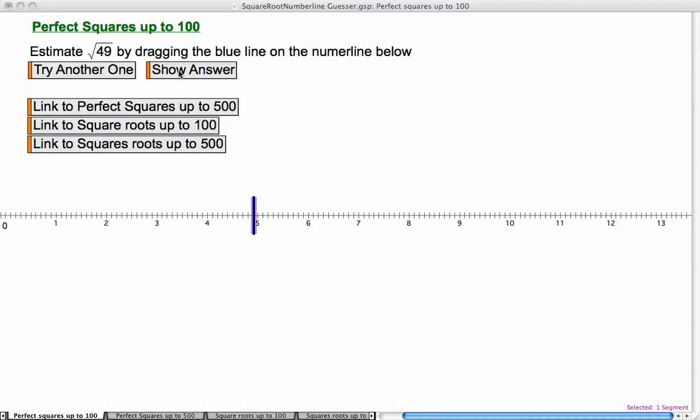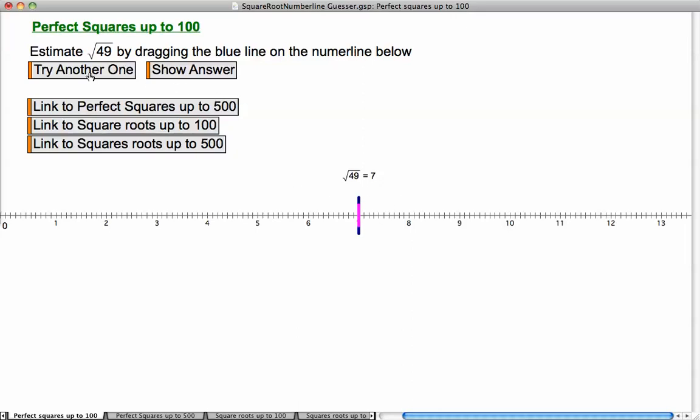So as you try another one, it generates another random number. Obviously, there's only a limited amount if we're talking about perfect squares up to 100. But as you do that, you're supposed to drag this to where you think that perfect square will have a square root. And so if I choose 7, hopefully I'm correct. And it shows the answer wherever that is.